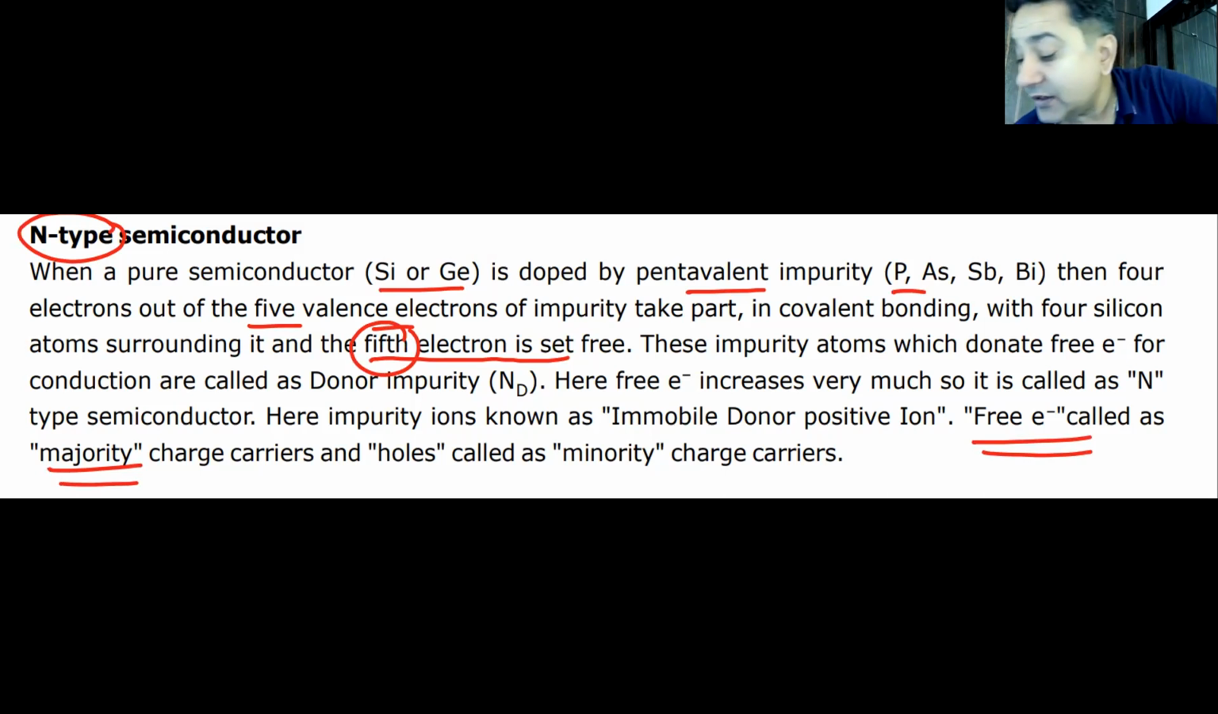But at the same time, there will also be holes. Holes are created when electrons jump from valence band to conduction band. Do we remember this? These holes will be present, but only in very small amounts, and those will be minority carriers. N-type semiconductor, pentavalent impurity, 5. Do we understand this?